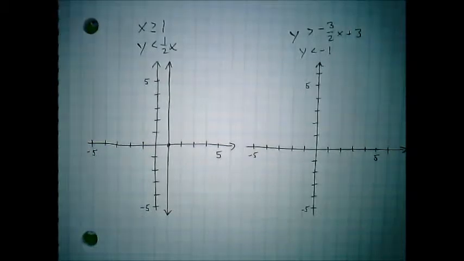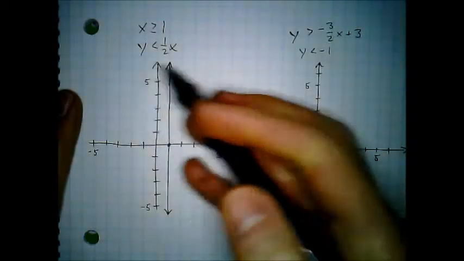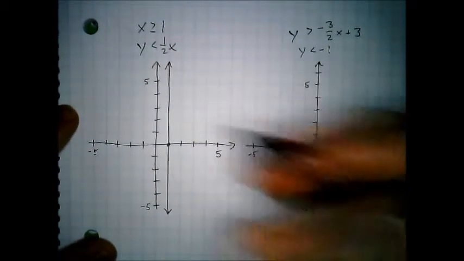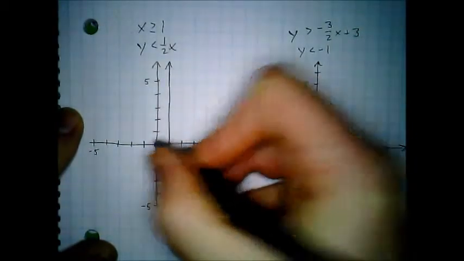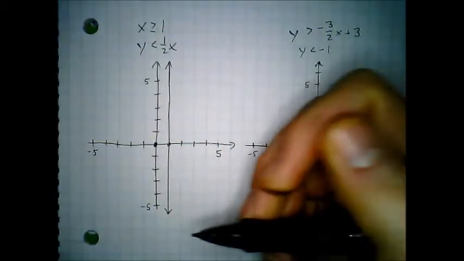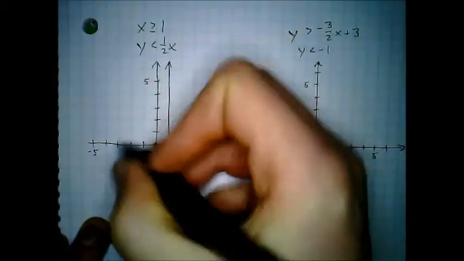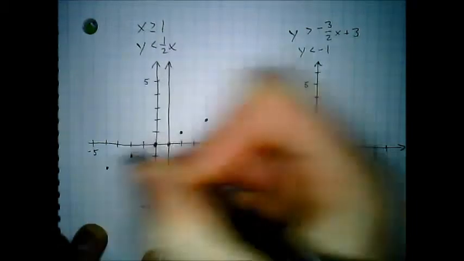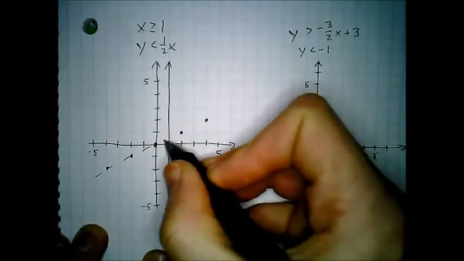Okay, now we just need to graph this other boundary line. Y is less than 1/2 x. Now we have x's and y's, so we have a typical line with a slope and a y-intercept. So our y-intercept is 0, and our slope is 1/2. And what does that mean? Well, we go up 1 over 2, up 1 over 2. Okay, now solid or dashed? This one's dashed because it's not or equals to.